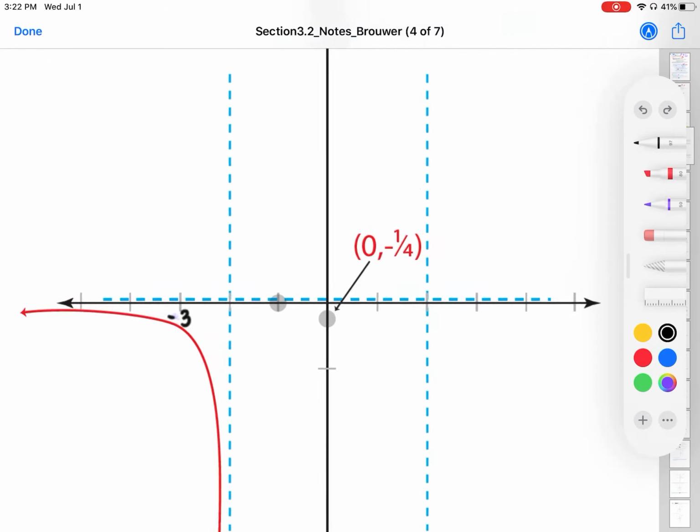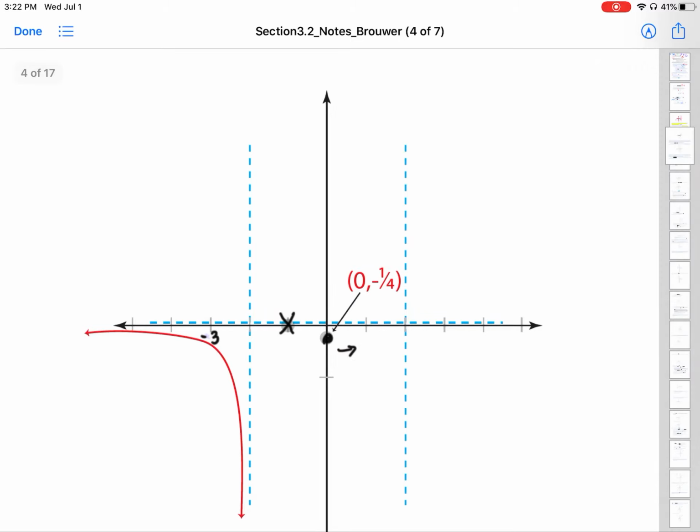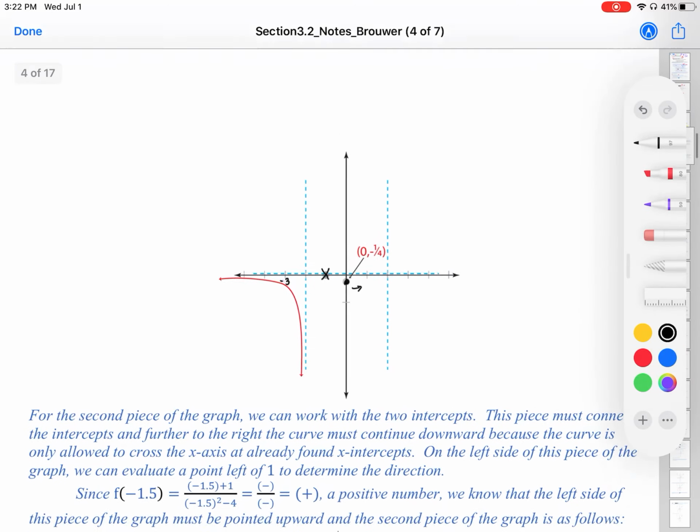Now, what about the middle part? Can you start making a guess of what's going on? We see we're crossing our x-axis or touching it, and here we have a point below. So we might have an idea of what's going on. Maybe we should pick another point, something to the right of our y-axis. Maybe like 1. Let's see what we're going to do next.